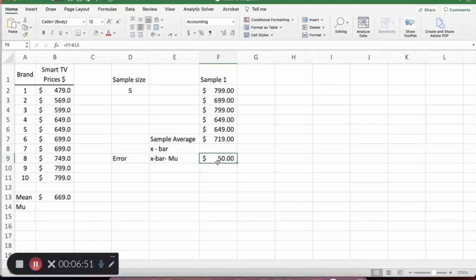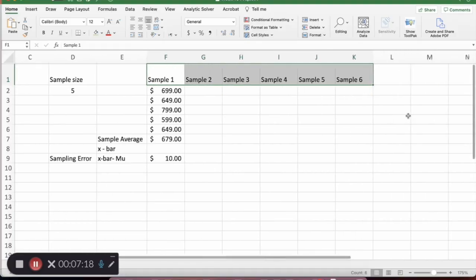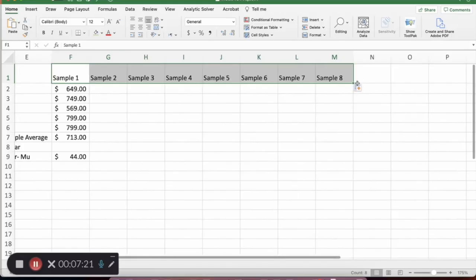Which is 50 dollars in this case, the difference between X bar and mu. This is the error, so this is the sampling error. Let's give it a name: sampling error. So for the sample, there is an error. If you take another sample, sample 2, sample 3, let's say we take 10 samples.